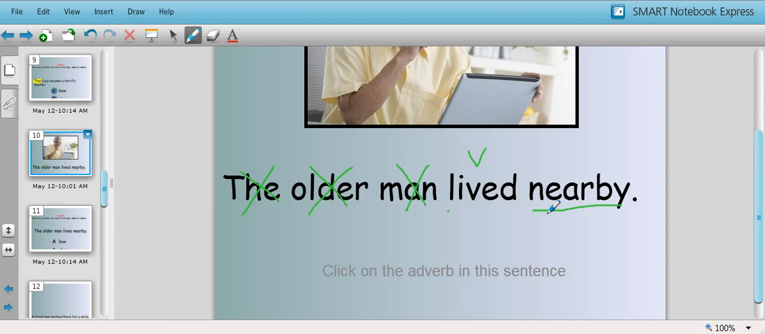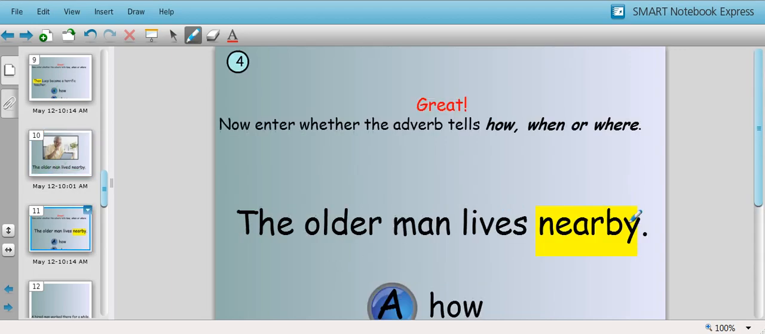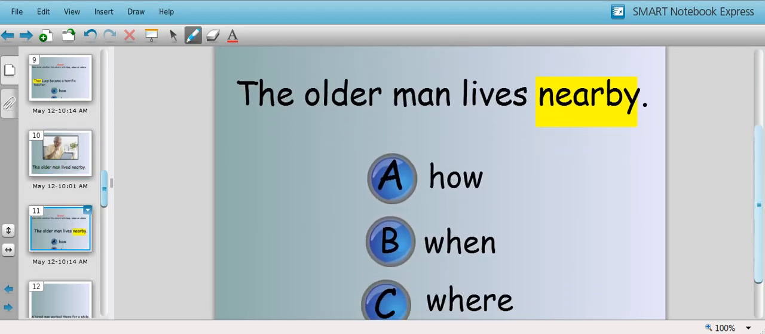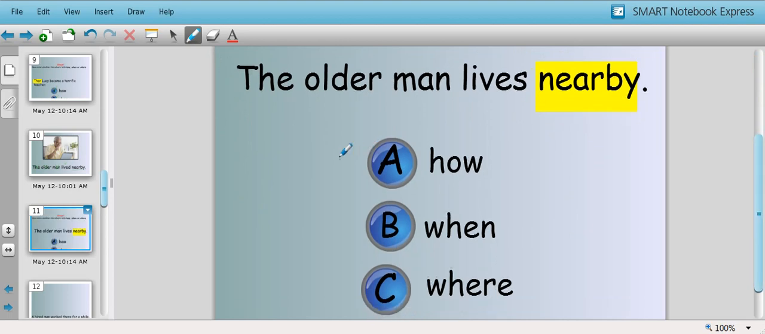So we know nearby tells us either how he lived, when he lived, or where he lived. So now that we've identified nearby as our adverb, we need to identify whether it tells us how, when, or where. We know that the older man lives nearby. So is that how the older man lives? No. Is that when the older man lives? No. Where does the older man live? Well, the older man lives nearby. That's where.